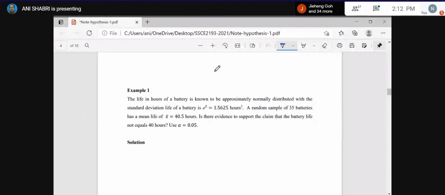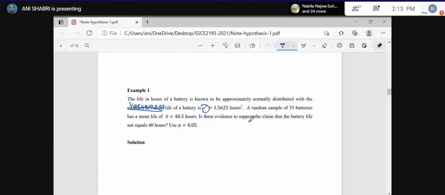Look at the claim. The claim is that the mean battery life is not equal to 40. You must write what the hypotheses are. Okay, the hypothesis is known.